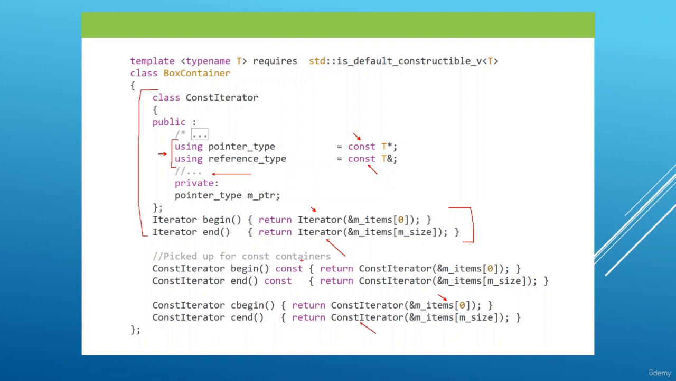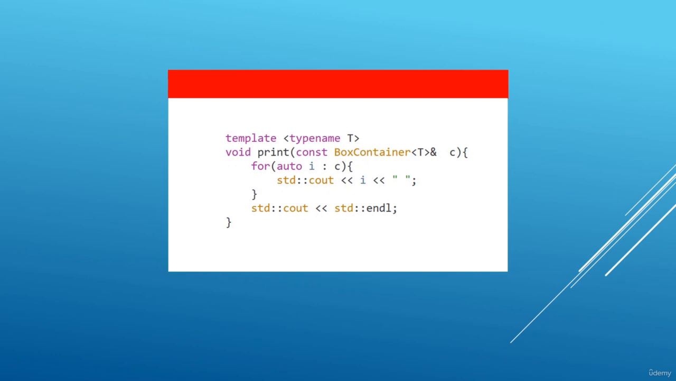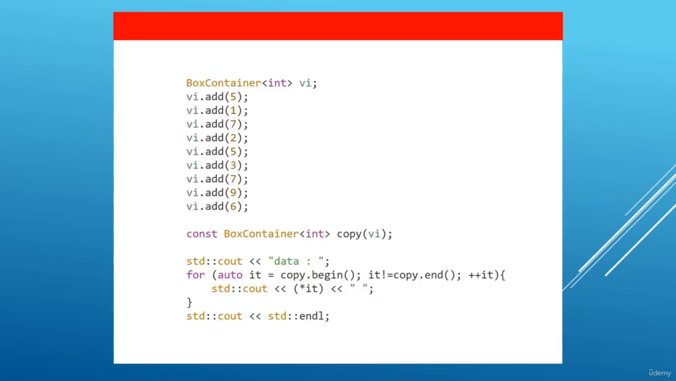Another thing we need to do to make our code work is to provide constant overloads for the begin and end methods. These are going to return constant iterators if people happen to use our begin and end methods on a constant container. These are going to be picked up by the compiler and your code is going to work. Once we have these in, the code here is going to work, and the code here is going to work because we have proper iterators in place to make this work.